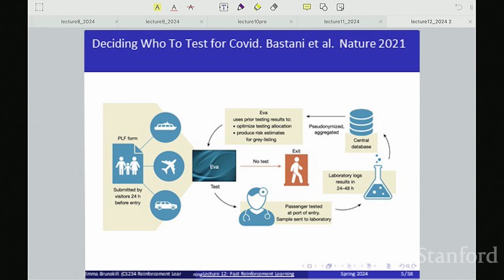But I think it's really nice to think about as we go from this simple setting of just thinking there are K arms, we can think about all the practical things that we might have to deal with in this setting. So here, in some ways, the K is very small. It's only 2. Either you're going to test someone or you're not going to test them. So it's a very small action space, which is nice.